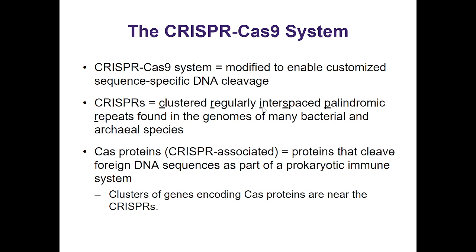Yeah. Okay. So these are going to be found in genomes of many bacterial and archaeal species. Your Cas proteins, which are CRISPR-associated proteins. These are going to be proteins that cleave foreign DNA sequences as part of a prokaryotic immune system. The clusters of genes that encode the Cas proteins are near the CRISPRs.